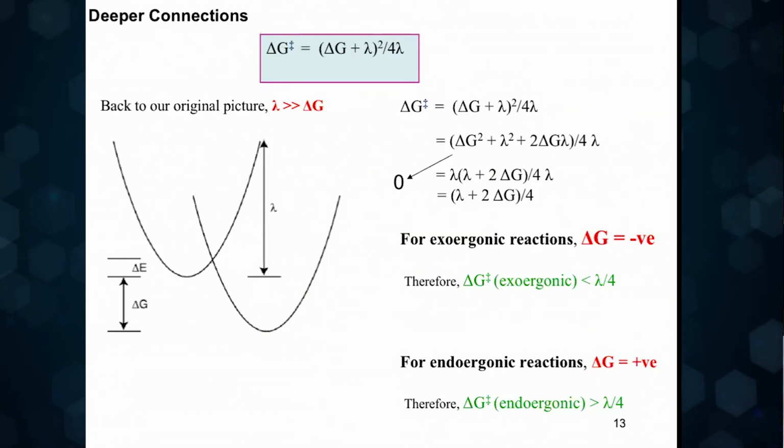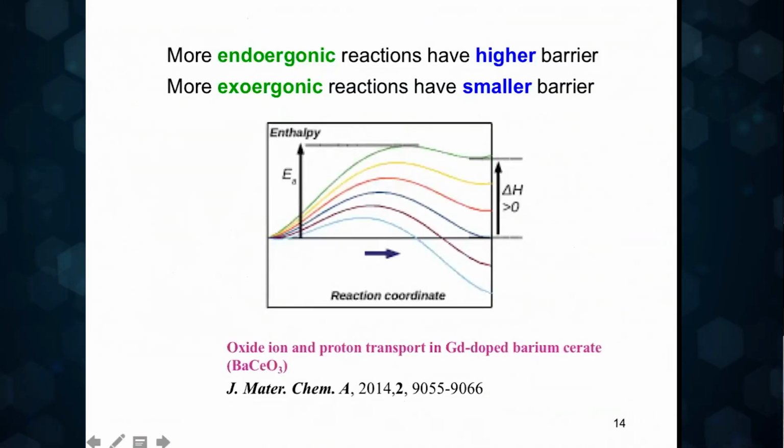So in other words, endothermic reactions, or endergonic reactions, which have positive delta G, have higher barriers. For reactions in which delta G, or even delta H, is positive, you are going to have a large activation energy. Whereas for exothermic or exergonic reactions, where the energy of the product is lower than that of the reactant, your activation energy is going to be lower.